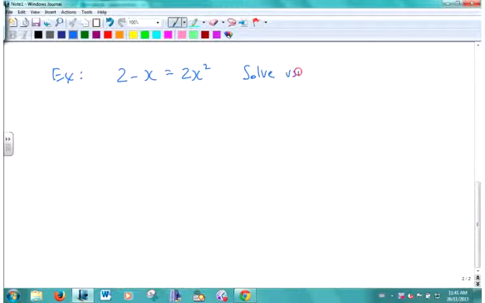Solve using quadratic formula. I'll abbreviate. Alright? Like I said, everything has to be in this form. If it's not, well, what's A? Okay? What's B? What's C? It has to look like that.